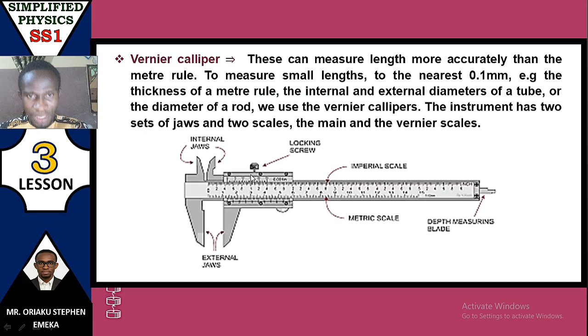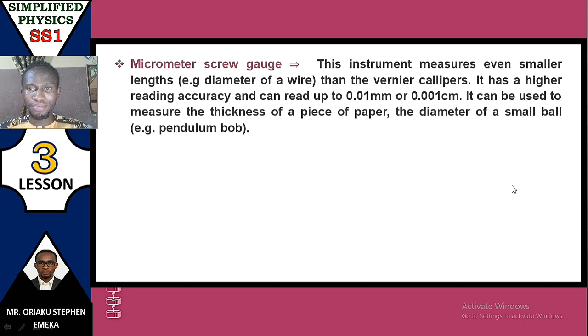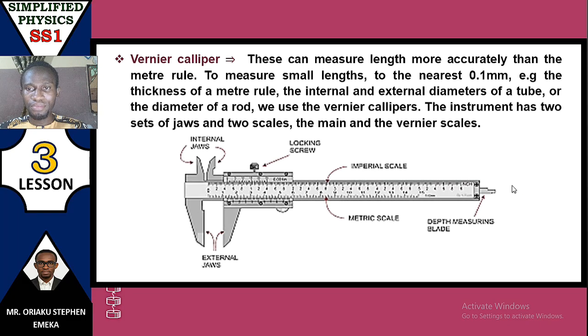Now this one here is the vernier scale, the one that the locking screw is connected to, while this other one, the bigger, longer one, is the main scale. Now look at this last part here. This part is used for measuring depth. So the vernier caliper can be used for three measurements: the external diameter, the internal diameter, and depths.